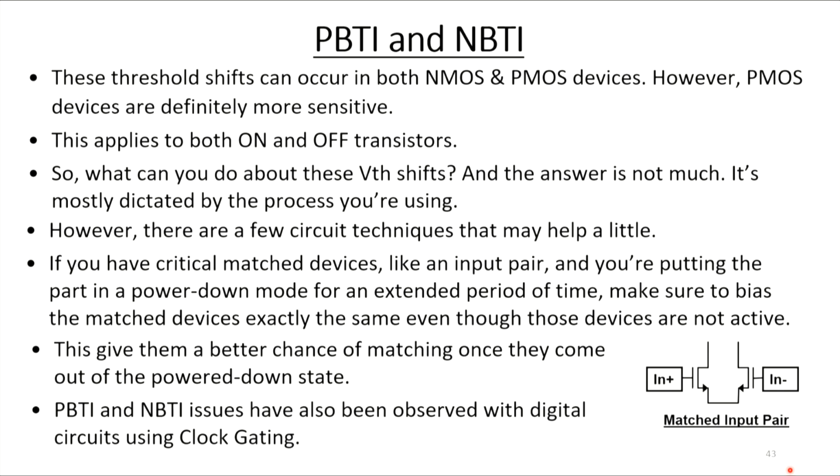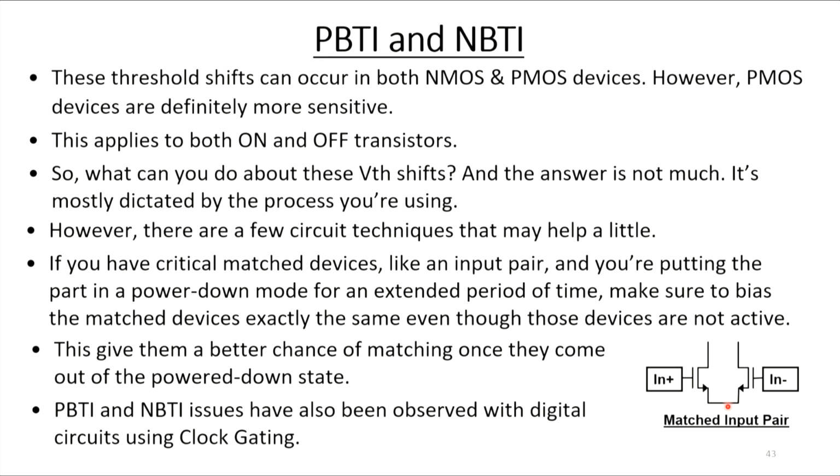If, for example, you have critical matched devices, like say an input pair, and you're going to be putting the part in power down mode for an extended period of time. Maybe you're on a spacecraft going to Jupiter and it's going to take you 12 years to get there. So make sure to bias the matched devices exactly the same way, even though those devices are not active. This gives them a better chance of matching once they come out of the power down state.